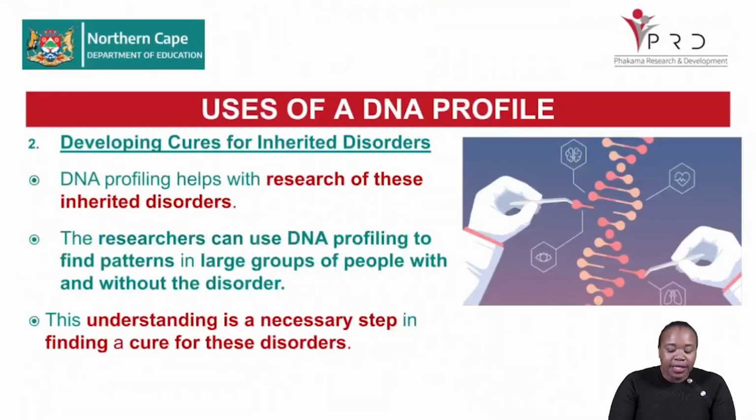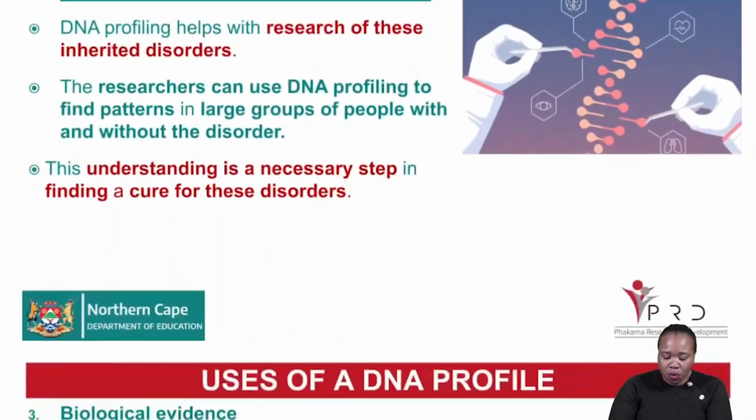Developing cures for the inherited disorders. So for the inherited disorders that we've identified, looking at the DNA profiles and being able to see the causes and the problems around it, we can then use that knowledge to try and develop some cures. Researchers can use DNA profiling to find patterns in large groups of people with or without the disorder. So that understanding is a necessary step in finding the cure.